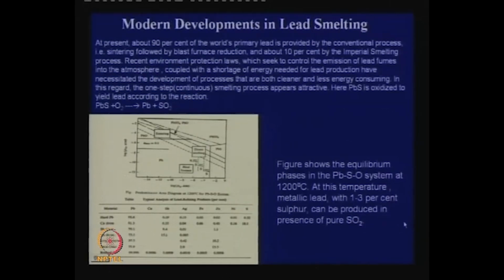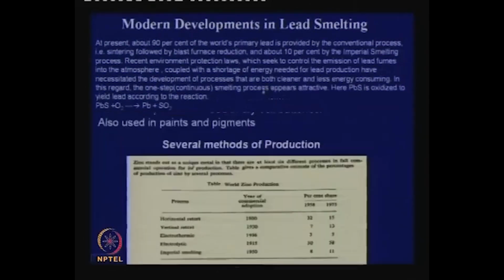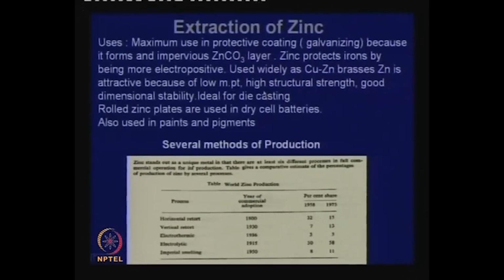People have tried to think of avoiding a complicated flow sheet and have tried to produce lead in one step continuous smelting process as we have for copper, but this has not become so popular as yet.